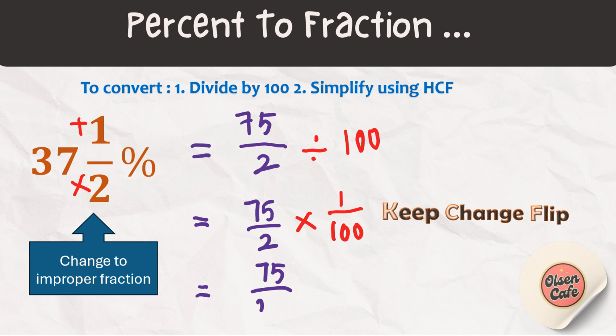So with this, I'm going to get 75 over 200, and I'm going to apply step 2, that is to simplify using the highest common factor. So again, the highest common factor over here is actually 25. So please do not divide by 5 and 5 and 5, as you will have many steps. The highest common factor is actually 25. So by using this, I'm able to simplify it to 3 over 8. So this will be the answer.